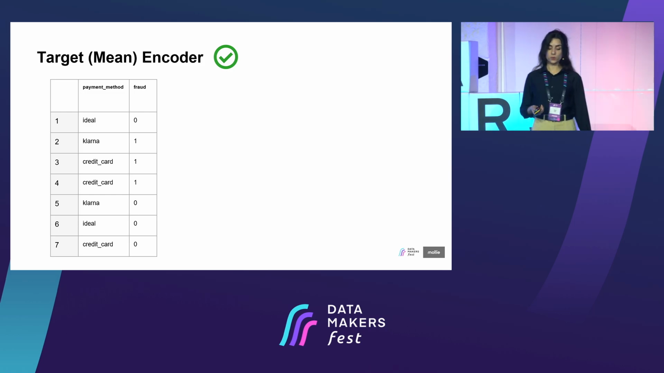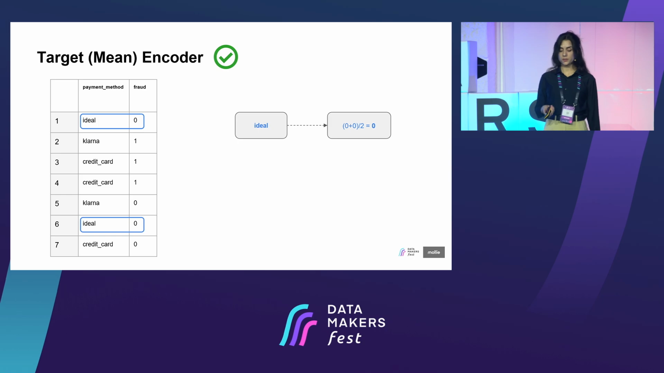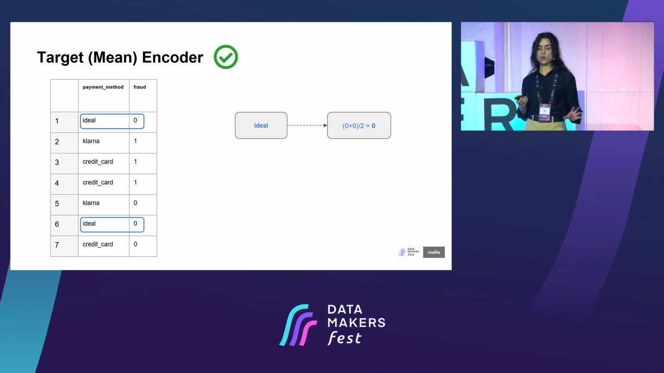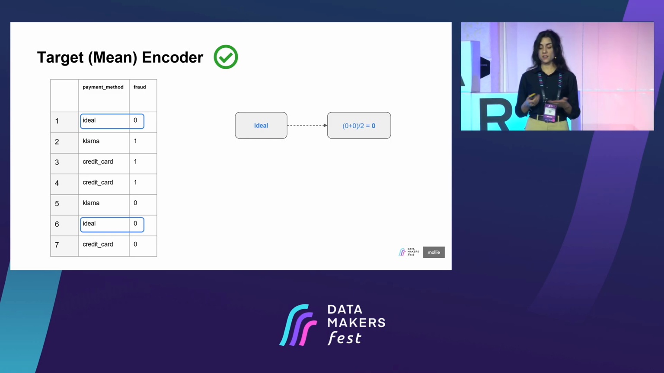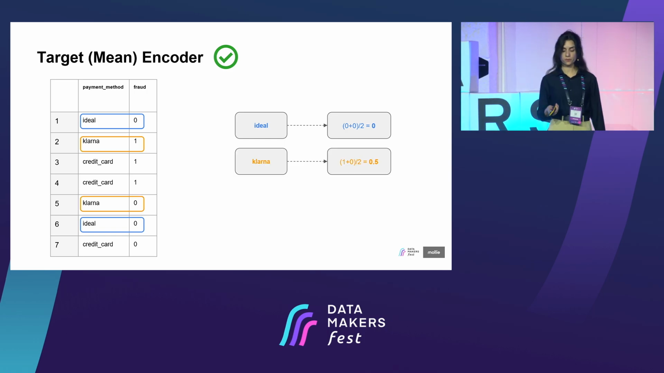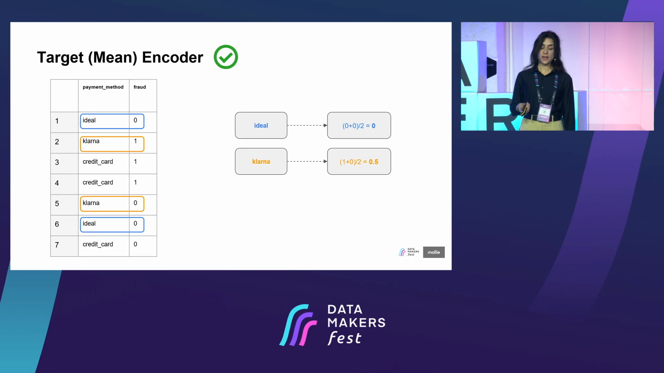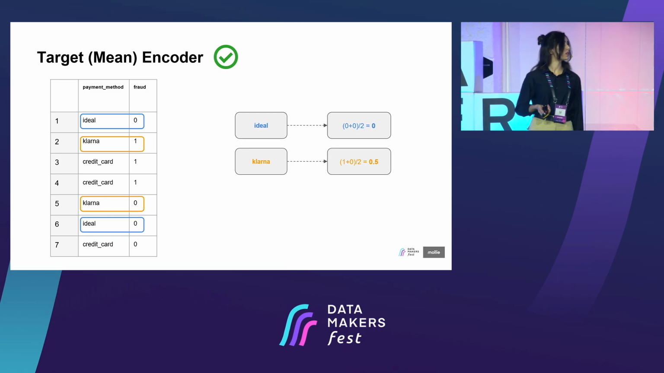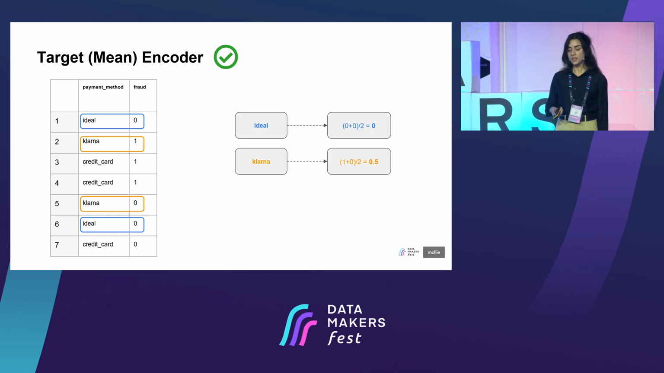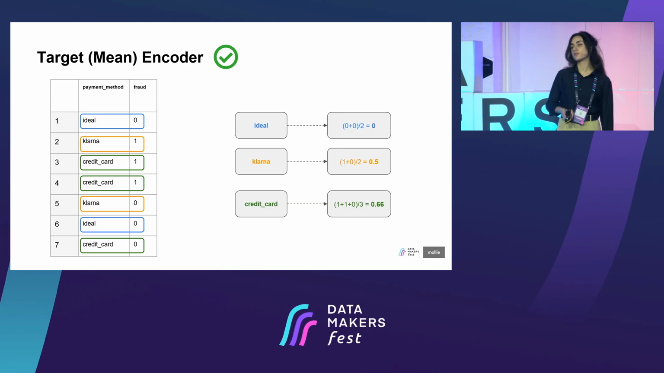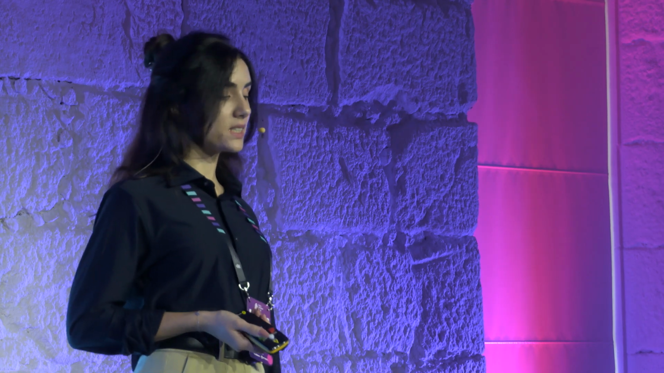How would we encode this? Well, we first take ideal, right? And we will see all of the target values that ideal has. That's 0 and 0, and the average of 0 and 0 is just 0. So ideal will be encoded to 0. On the other hand, Klarna has one target of 1 and one target of 0. So it means that the average of that is 0.5. So our encoding will be 0.5. Similarly, for credit card, we have 2 ones, 1 zero, average is 0.66.